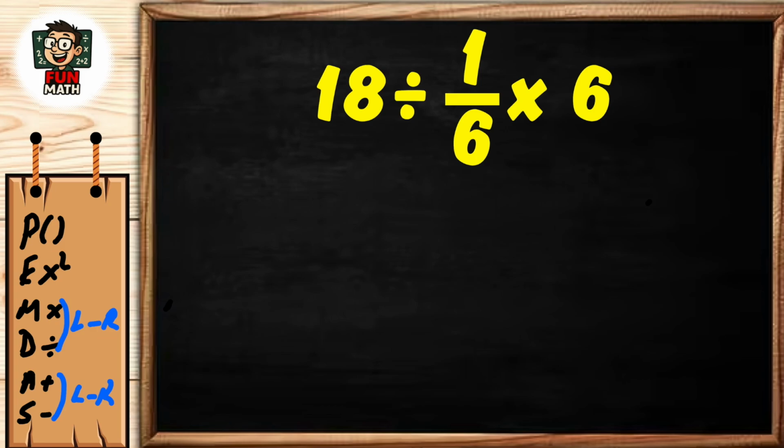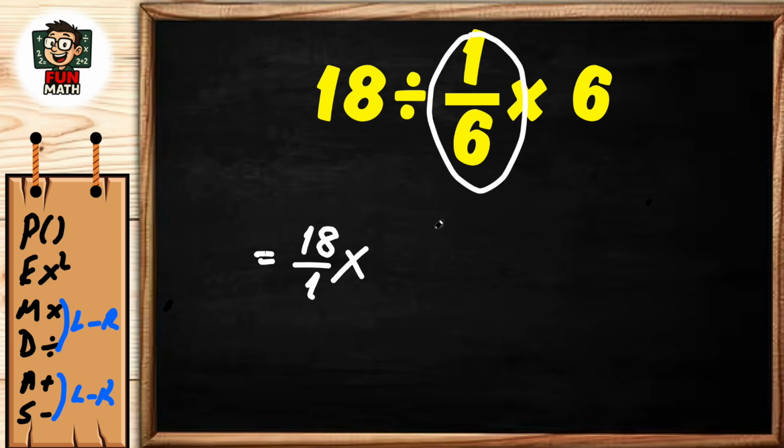Now we have division and multiplication left. According to the rule, we work from left to right. Therefore, division is done. The number 18 is written as a fraction, 18 divided by 1. The division operation in between is changed to multiplication. The second number is reversed, becoming 6 divided by 1.